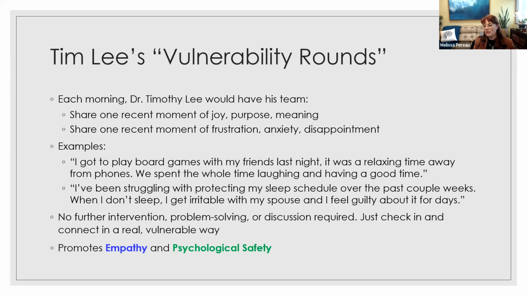And Dr. Lee would be able to be there with them and say, I'm really frustrated about this consult that isn't getting better, or I'm really frustrated about this thing that happened at my church. And it could be a very minimal, quick thing, but at the same time, every member of the team is treated equally. There is no hierarchy in vulnerability rounds, and each person is seen and heard. This is a very cool thing. It doesn't take more than 10 minutes at the start of the day.